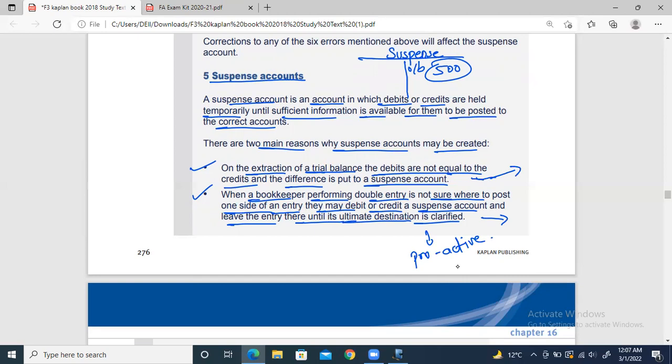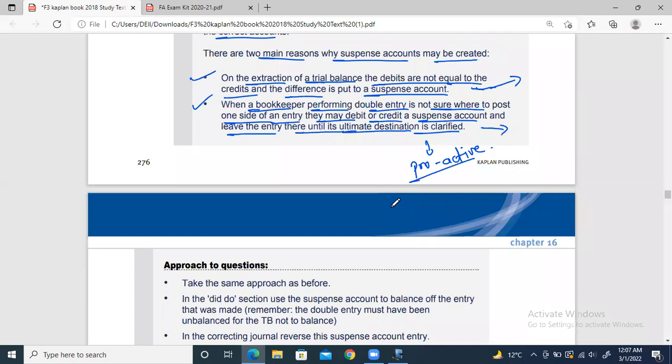So if the accountant is not sure where to post that, without posting it, without making a mess in the accounts, he just becomes proactive and makes a suspense account, so that after discussion with the seniors and everything, he may post it on the correct side when the correct evidence is found. Okay, so these were the two main reasons for the suspense account.